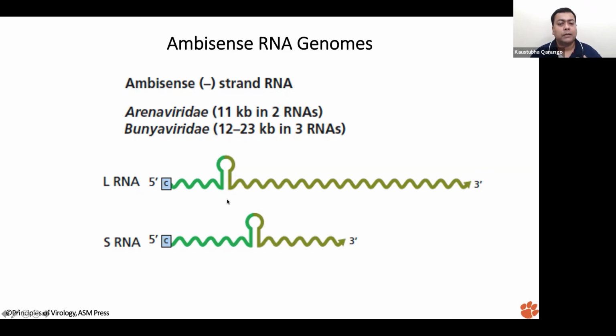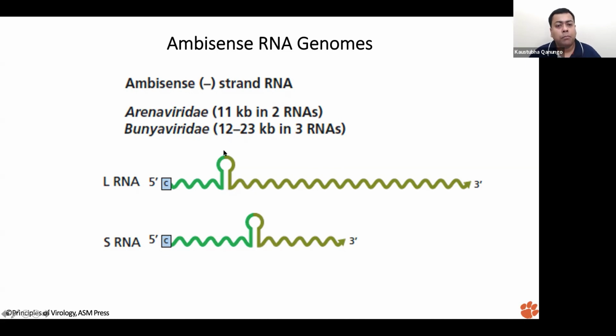So the structure basically tells us that these are the ambisense genomes as well. That's the important part, and that is the reason we call them plus or minus RNA, because some of the parts can be translated, and some of the parts need to make the plus strand mRNA to get the protein made.